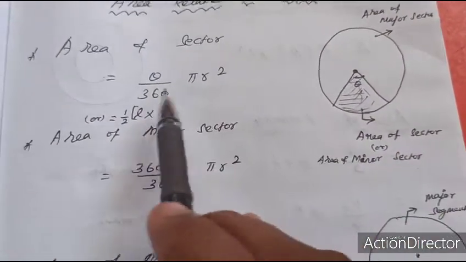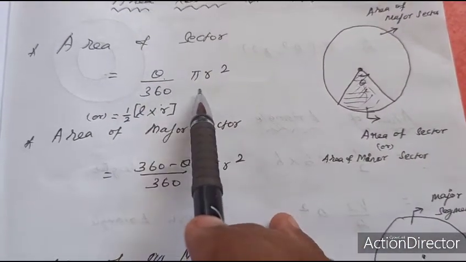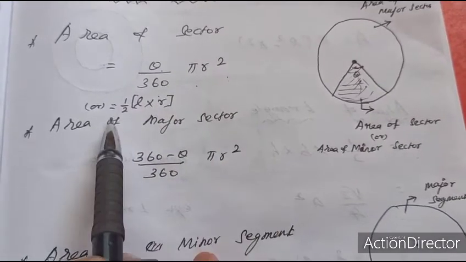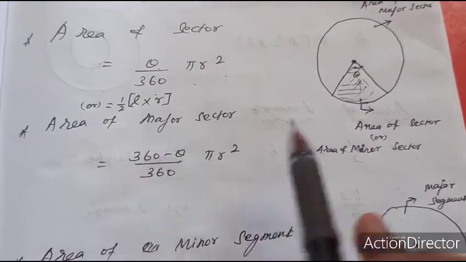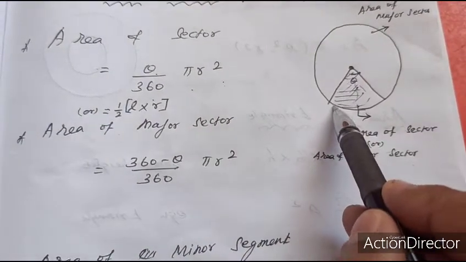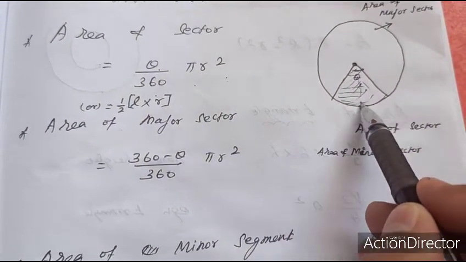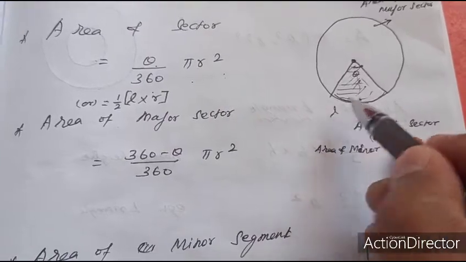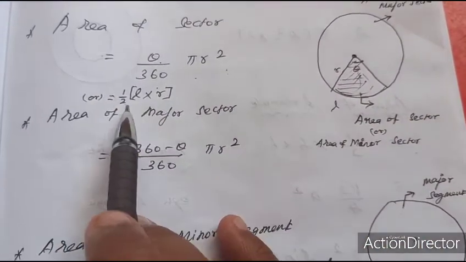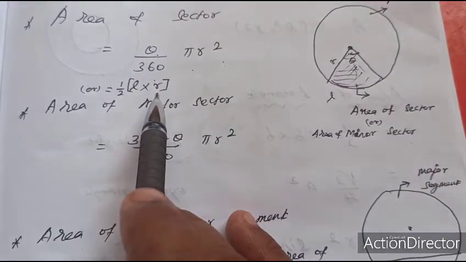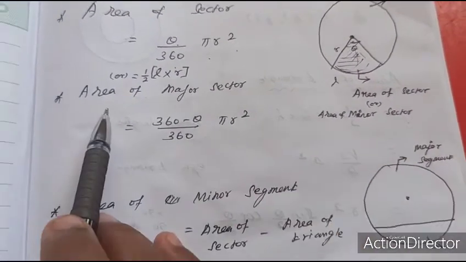The formula to find the area is theta by 360 into pi r square, or another formula, 1 by 2 into L into R, where L is the length of the arc. If the length of the arc and the radius are given, R and L given, then the area of the sector formula is 1 by 2 into L into R.